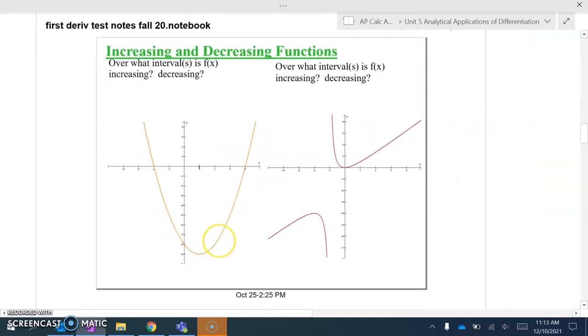Okay, so when we look at this, it says over what intervals is f of x increasing and decreasing. So take a minute, pause the video, see if you can figure out the intervals where we're increasing and decreasing for both of these.